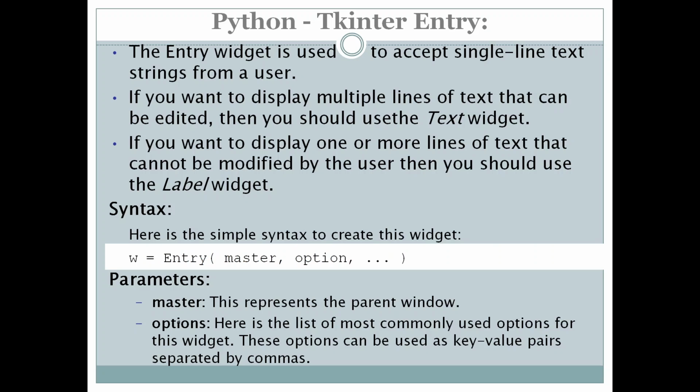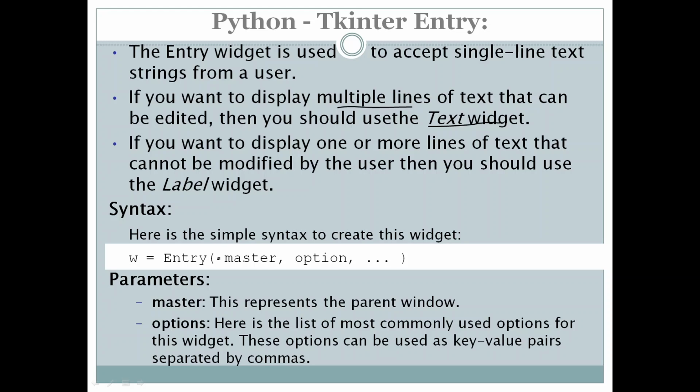The next widget is the tkinter entry widget. The tkinter entry widget is like a text field in Java, which is used to enter a single line of text. Whenever you want to enter a single line of text, you can use the tkinter entry widget. If you want to display multiple lines of text that can be edited, then you should use the text widget instead of the entry widget. So the entry widget is only used for single line text.